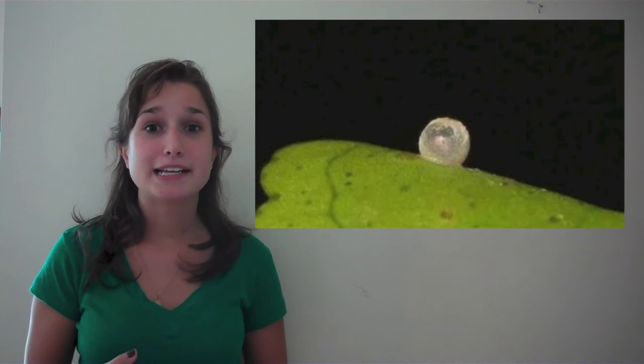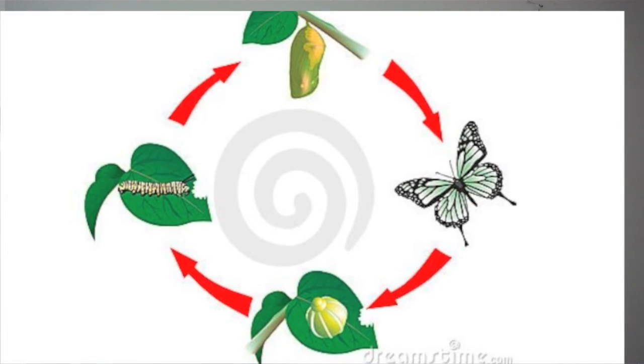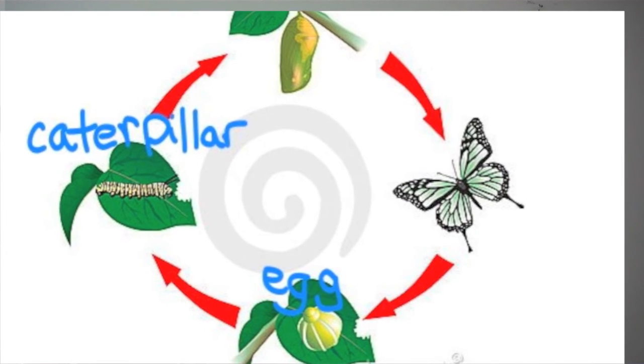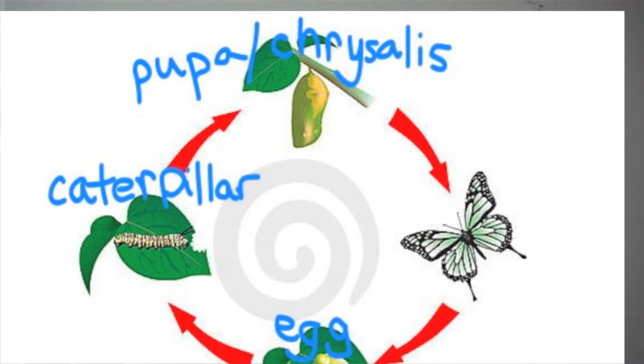Now that is the life cycle of butterflies: the egg, the caterpillar, the chrysalis or pupa, and the adult butterfly.